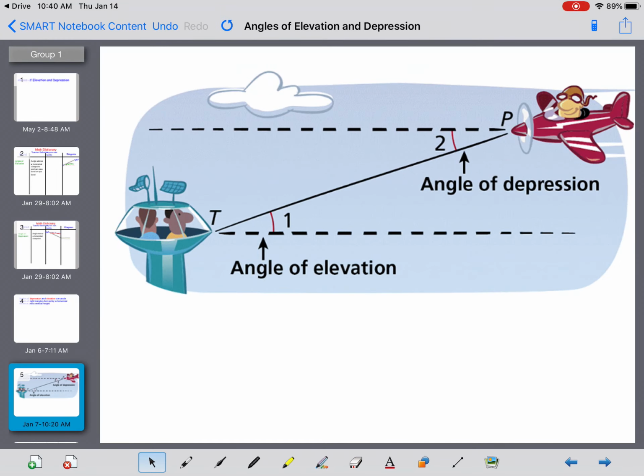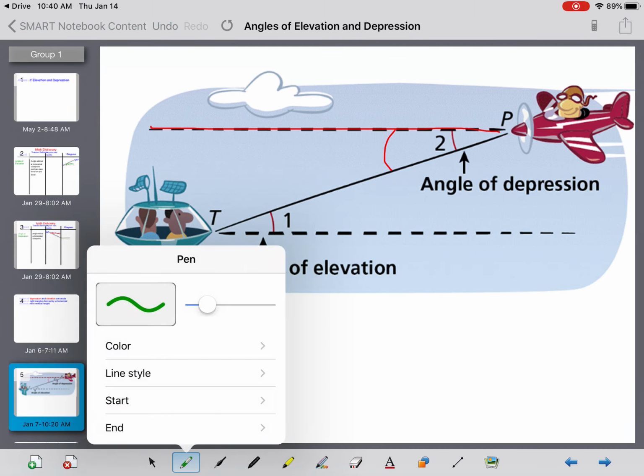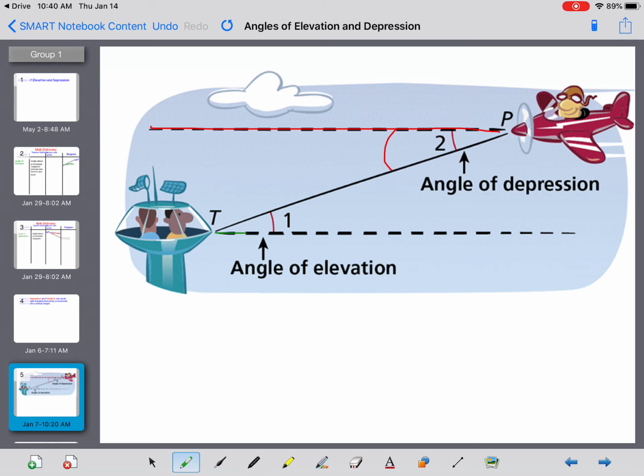So in this diagram, angle 2 is our angle of depression. The flight path is considered the horizontal start, our horizontal line of sight, and the angle of depression is from the plane to the tower. Angle 1 represents an angle of elevation. The horizontal vantage point is straight horizontally from the tower and looking up at the airplane.